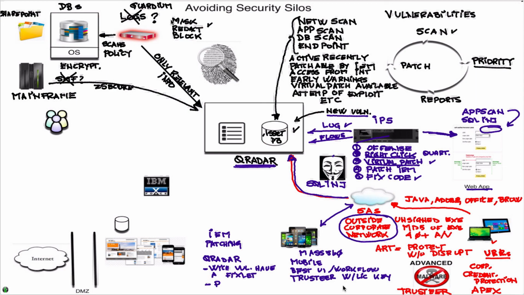But we also can have an API communication between Curator and Endpoint Manager, which allows us to see the status of a particular patch on a particular endpoint without having to rescan the whole network, which is actually very, very useful. And of course, with Endpoint Manager, there's already a fixlet that allows you to deploy Trusteer in all the workstations right away.